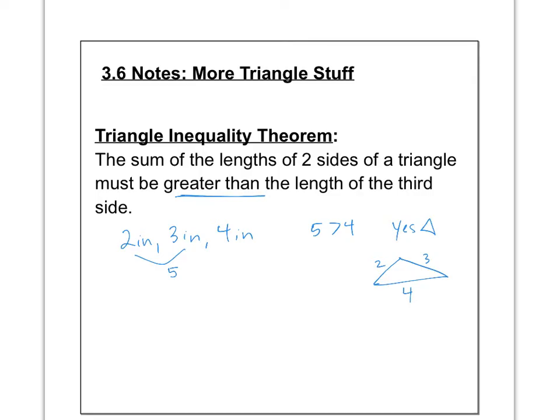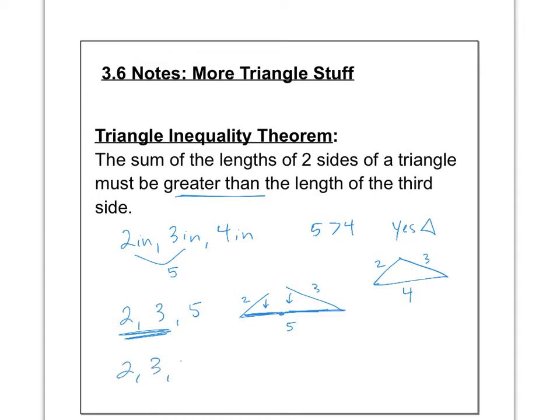But if I tried to use the side lengths 2, 3, and 5, imagine what's going to happen. I'm going to have a segment that's 5 inches, a segment that's 2 inches, and a segment that's 3 inches. As I lower these down, trying to connect them to make a triangle, they're not going to touch until they're totally flat, 2 inches and 3 inches, then they'll meet in the middle. But if they're totally flat, that's not a triangle. So the two smaller numbers have to add up to be more than the third side.